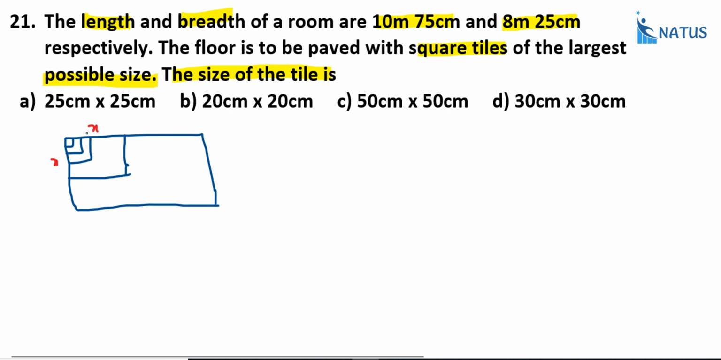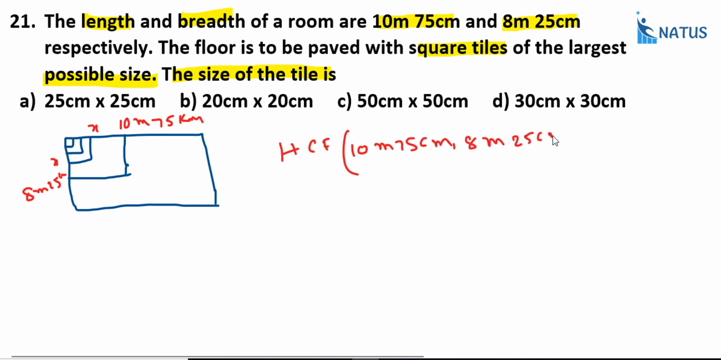What is the largest factor? That is the highest common factor of both length and width. What is the length here? The length is 10 meters 75 centimeters, and the breadth is 8 meters 25 centimeters. Here we require the highest common factor of 10 meters 75 centimeters and 8 meters 25 centimeters.